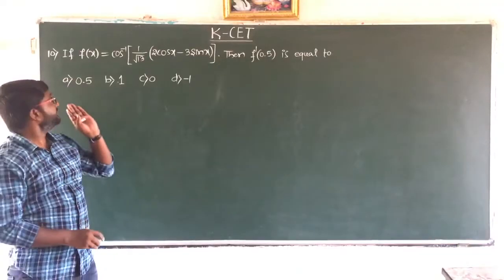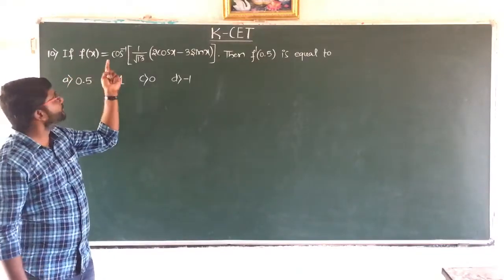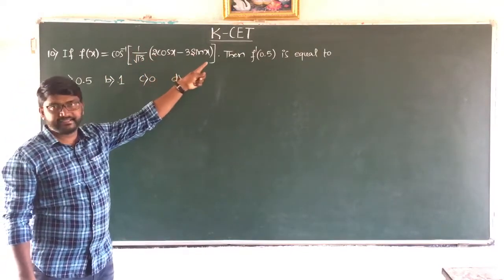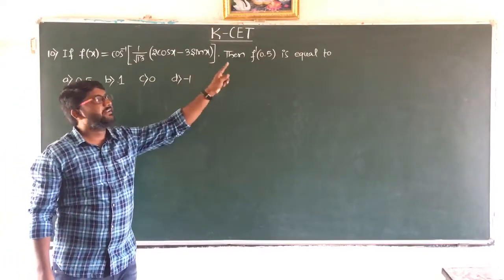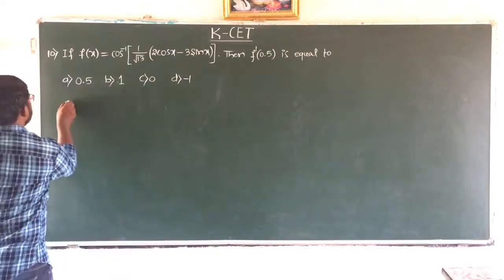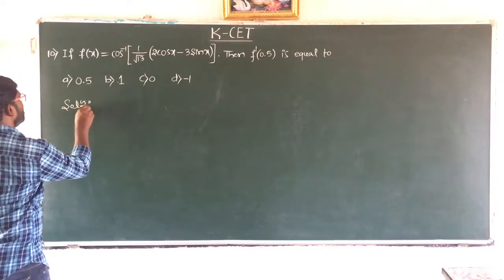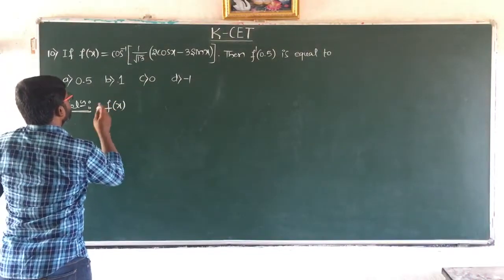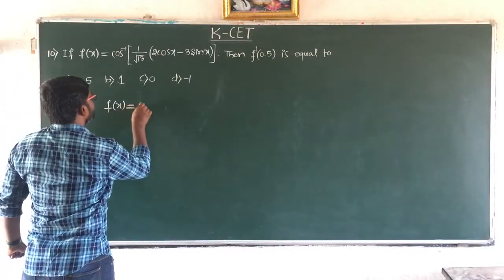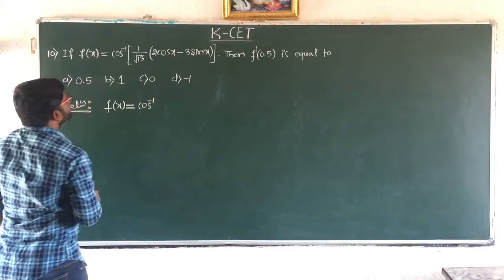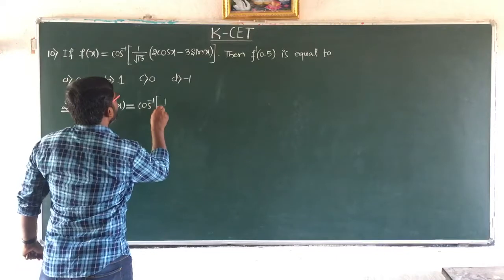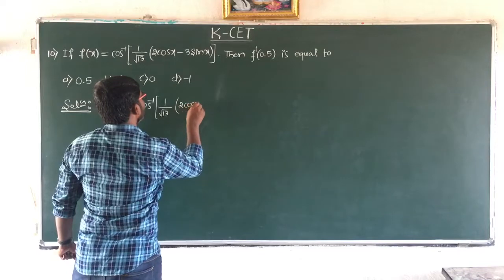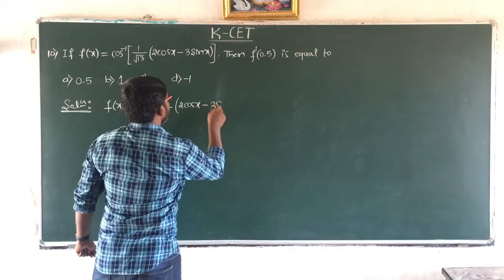So the next question, it is the 10th one. If f of x is equal to cos inverse of 1 by root 13 into the bracket 2 cos x minus 3 sin x, then f dash at 0.5 is equal to. Now see here, we will consider the given function f of x equal to cos inverse of 1 by root 13 into the bracket 2 cos x minus 3 sin x.